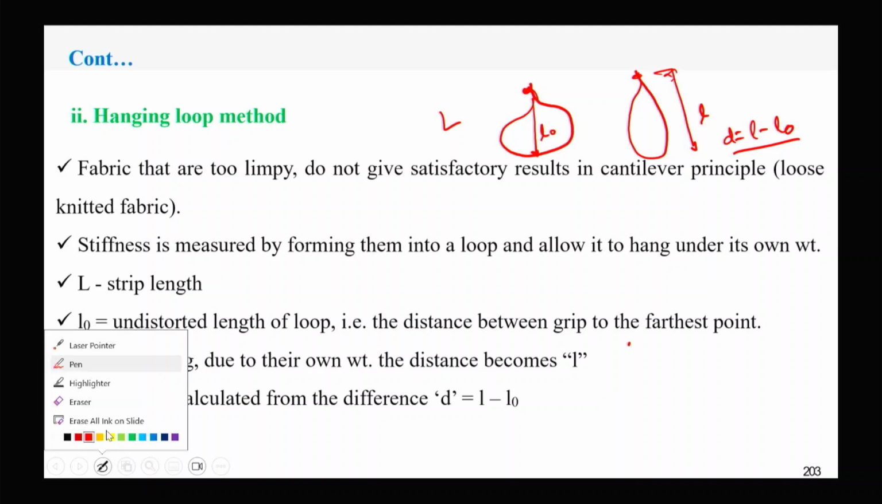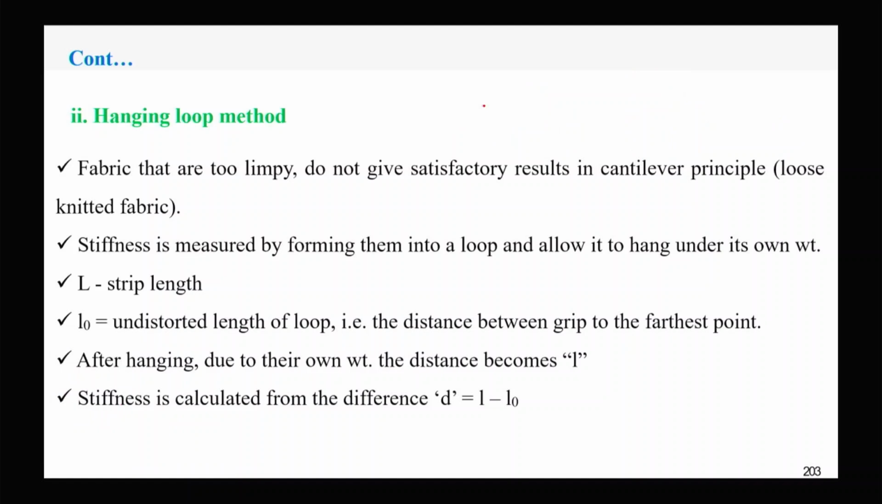Another type of loop is the heart loop. The loop is formed like a heart. This is the gripping point, and the maximum distance from the gripping point is L0, and after deformation it becomes like this.